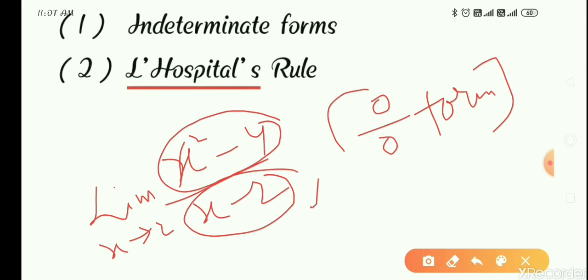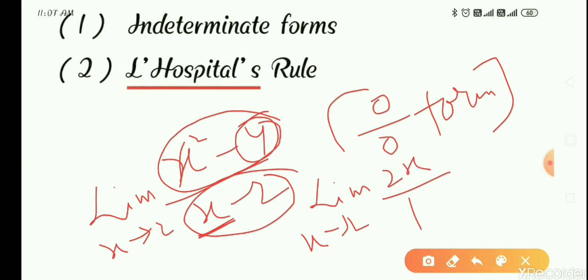So what will come? Limit x tends to 2, 2x, differentiation of x square is 2x, and differentiation of 4 is 0. In denominator, differentiation of x is 1, differentiation of 2 is 0. So you are getting 2x. When you are getting 2x, now you put limit 2: 2 into 2 equals 4.